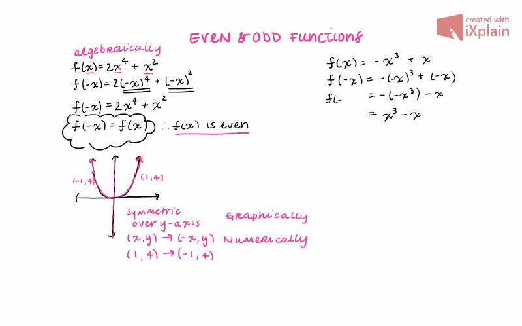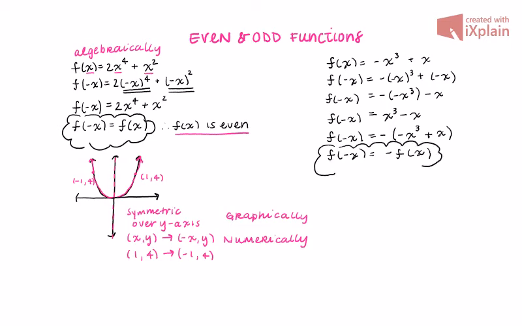So what I want to think to myself here is, how does this relate to the original function? Just by observing, I notice that this looks similar to the original function, but it's off by a negative. So I'm going to pull out a negative as a GCF, and I will see that if I do that, I get the negative of the original function. When f of negative x is equal to the opposite of the original function, here is where we say that f of x is odd.